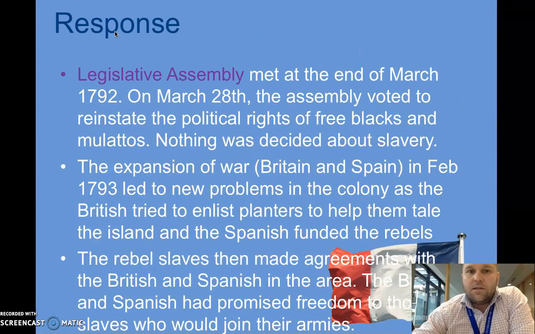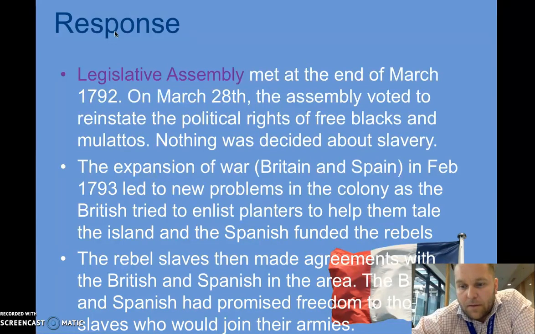So the response, Legislative Assembly, they meet at the end of March 1792. They voted to reinstate the political rights of free blacks, but they don't talk about what they're going to do with slavery. There's an expansion of war. We know that France has war with Austria and Prussia, of course, but famously they also declare war on Britain and Spain in February 1793, and it leads to new problems in the colony.